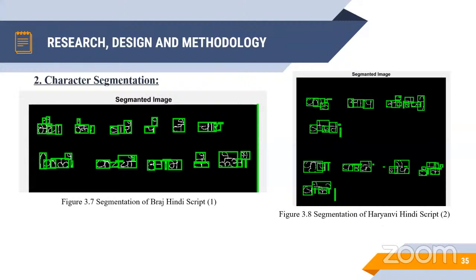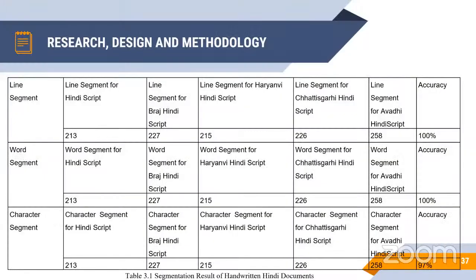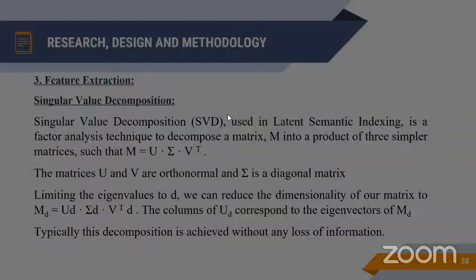These are the segmentations of the Braj Hindi script. There are many different types of Hindi scripts available. The first one is Braj Hindi, the second is Haryanvi Hindi, then Chhattisgarhi Hindi and Awadhi Hindi. These are all the Hindi languages that I have identified in this particular research work. In the line segmentation, there are 213, 227, and 225 characters, so the accuracy is 100%. In the word segmentation, accuracy is 100%, and the character segmentation accuracy is 97%.